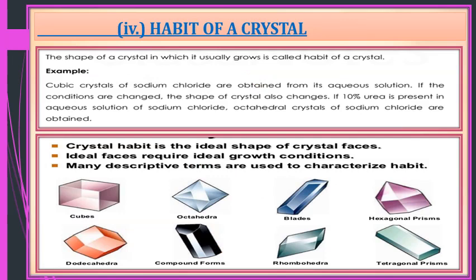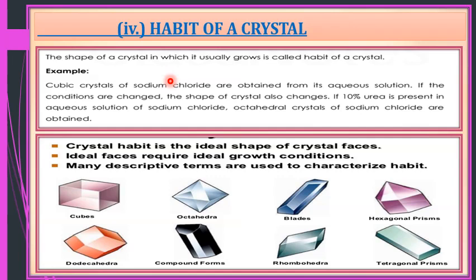The next property of crystal is habit of a crystal. What is the definition? What is the concept of habit of a crystal? The shape of crystals in which it usually grows is called the habit of a crystal. Cubic crystals of sodium chloride are obtained from its aqueous solution. If the conditions are changed, the shape of crystals also changes.